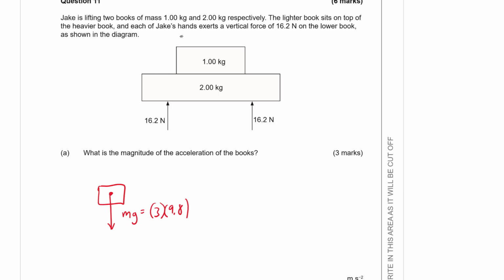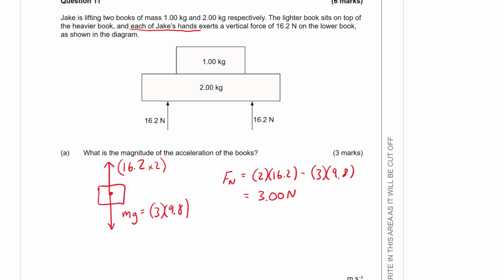And the next thing it's saying is Jake's hands exert a vertical force of 16.2 newtons on the lower book. So that means he's pushing up on those books with 16.2. But it said a vertical force each of Jake's hands, so that means it's going to be times 2. A bit tricky. And that's your upward force. So the net force acting on those books is going to be equal to 2 times 16.2, subtract the weight force, and what you'll end up with is 3.00 newtons, a very nice round number.